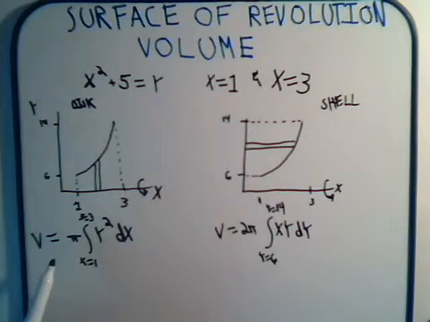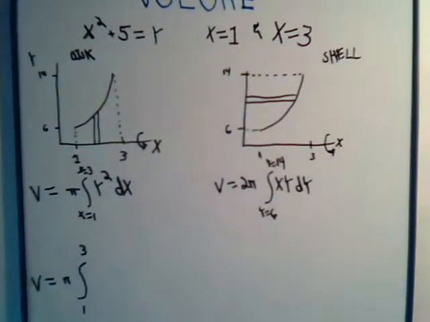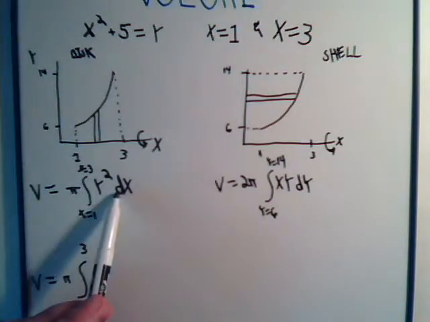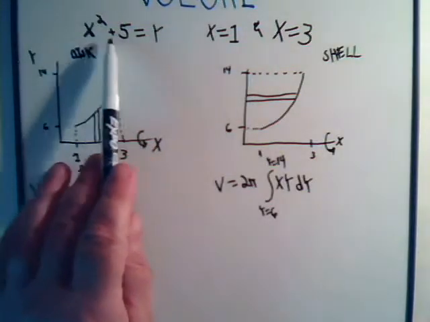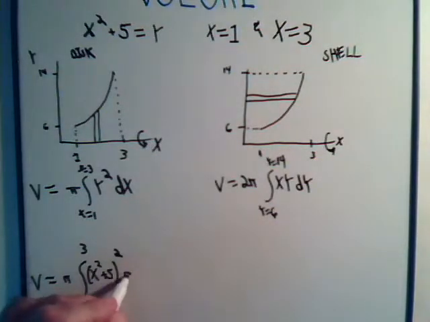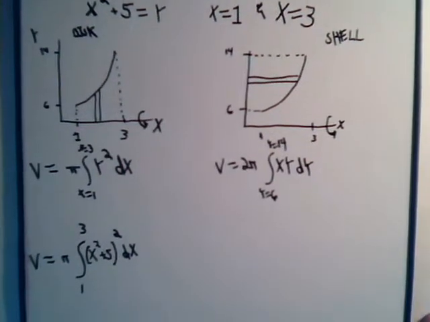And this one here, we'll just set the volume integral up, but it's going to be pretty straightforward. The volume integral will equal pi, the integral from x equals 1 to x equals 3, just setting up the volume integral now, of y. Now y has to be expressed as a function of x, but it is, it's right here, it's x squared plus 5, except we have y squared, so we're going to have x squared plus 5 quantity squared dx.